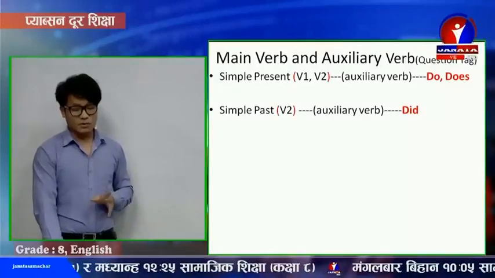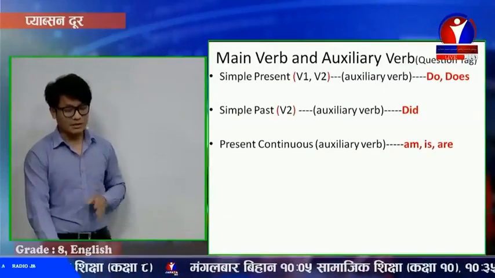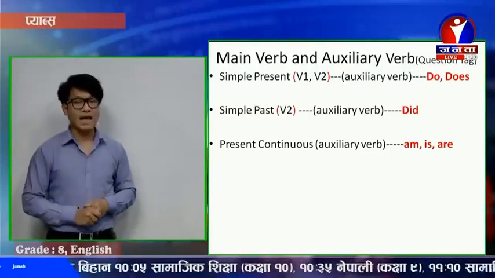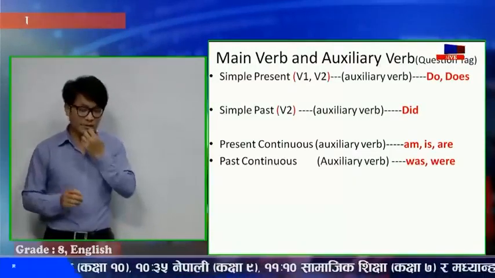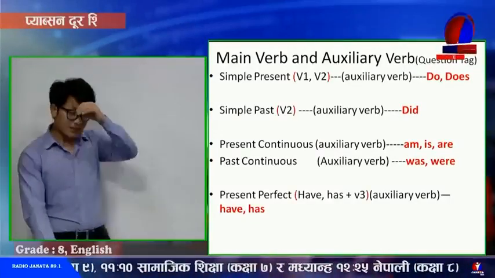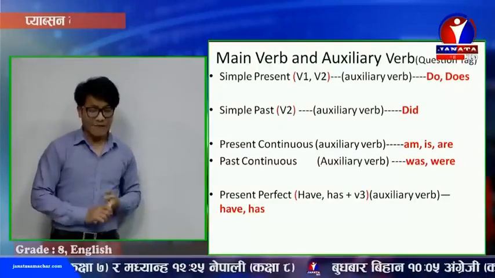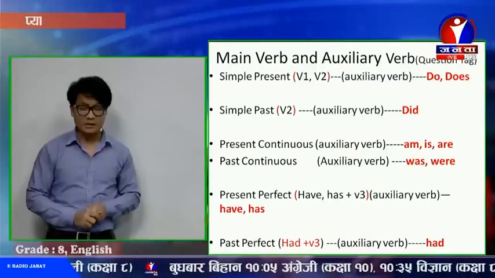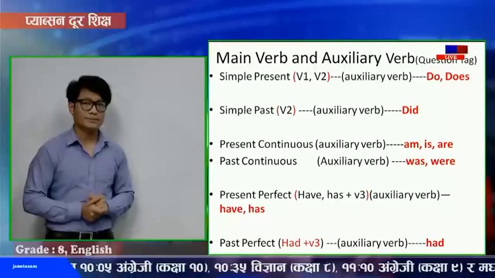Simple past, verb 2. That's why the auxiliary verb is did. And present continuous, obviously the auxiliary verbs are am, is, are. Past continuous, its auxiliary verbs are was, were, remember. And present perfect has have and has as auxiliary verbs, and past perfect has had as the auxiliary verb. So you need to know this very well.